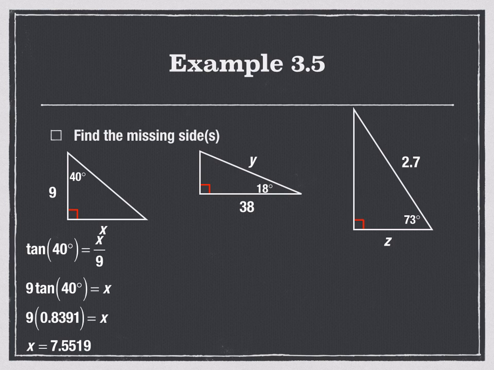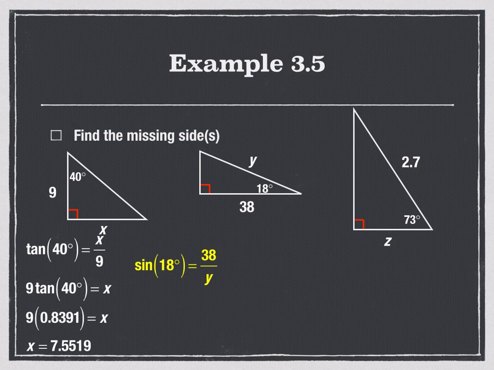If you rounded that to 7.6, I'd be very happy. As I look at the second triangle, the one with the 18-degree angle, I see the adjacent side of 38 and the hypotenuse of y. This is a little different.